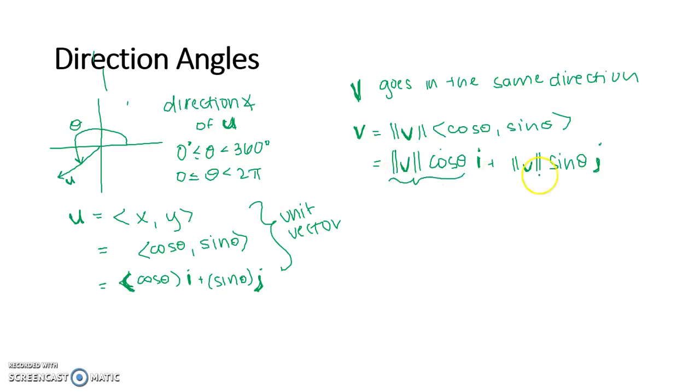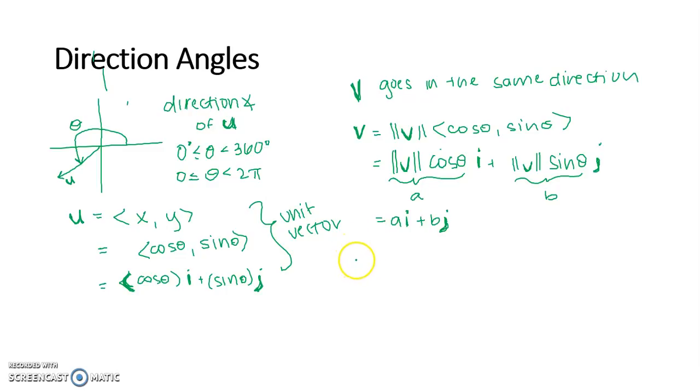A lot of the times, to abbreviate that, we call this first piece, the magnitude of v times cosine of theta, a, and the magnitude of v times sine of theta would be b. So this is really a times i plus b times j, where i and j are still those unit vectors, i in the horizontal direction, j in the vertical direction, and a and b would just be scalars or numeric values, whatever your magnitude times cosine of your angle was.